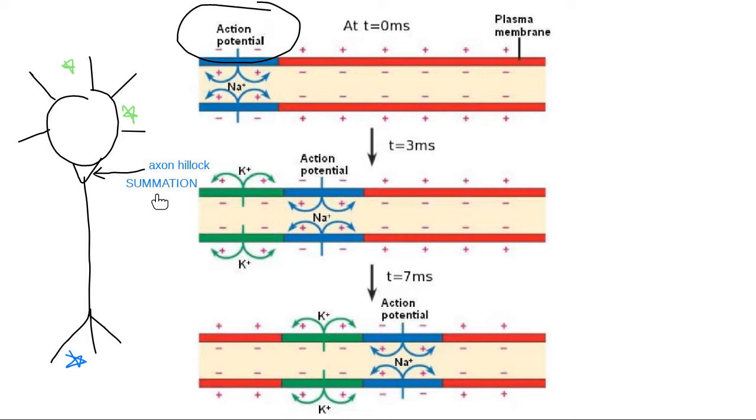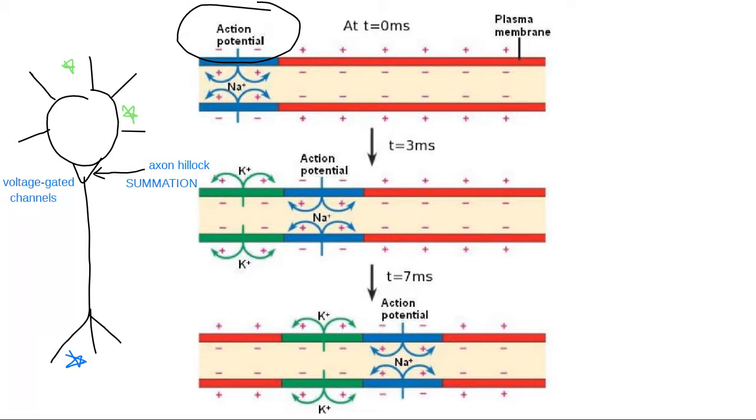Summation is when I mix together all of the messages that I'm hearing. Some of them are positive, some of them are negative. That helps me to know whether or not I'm going to hit threshold. The axon hillock up here is the first part of a neuron where we start to see voltage-gated channels.